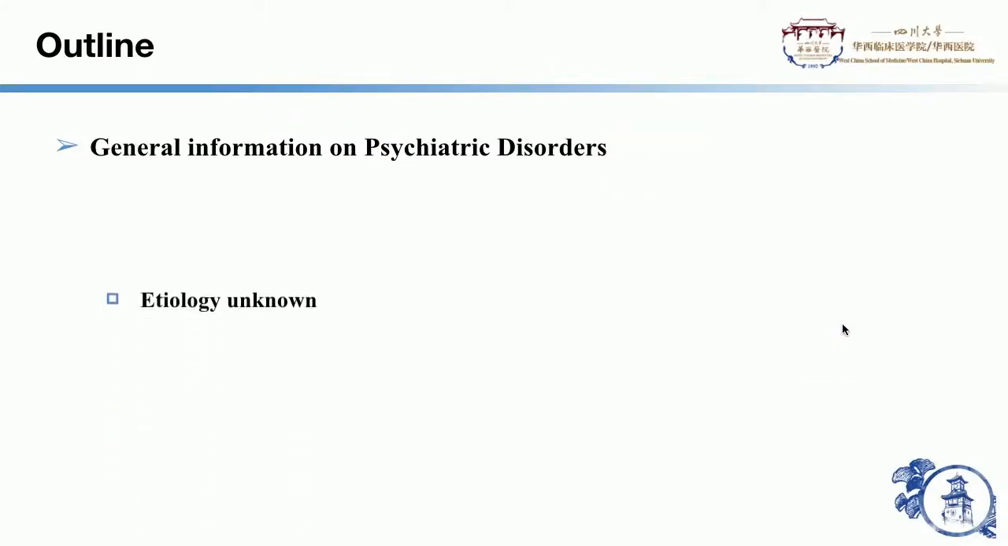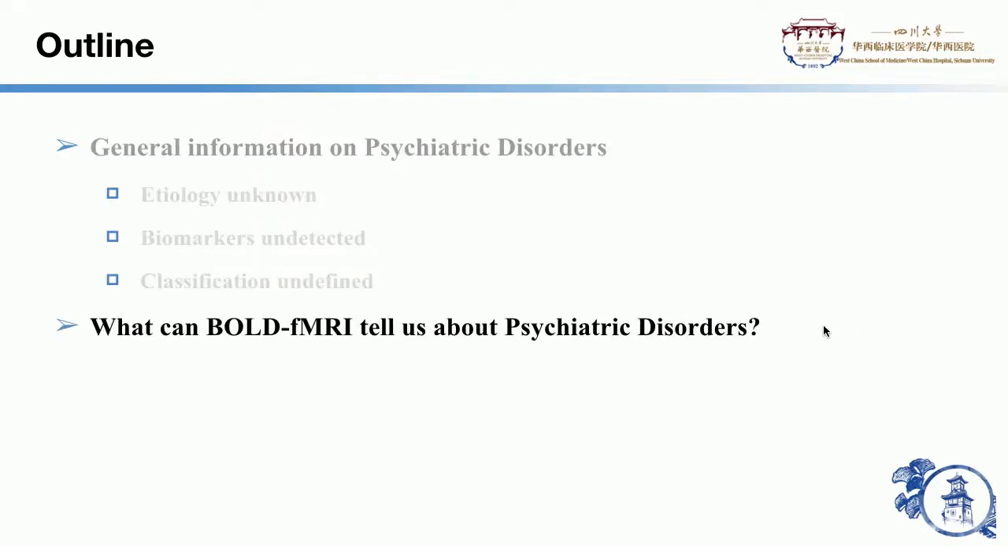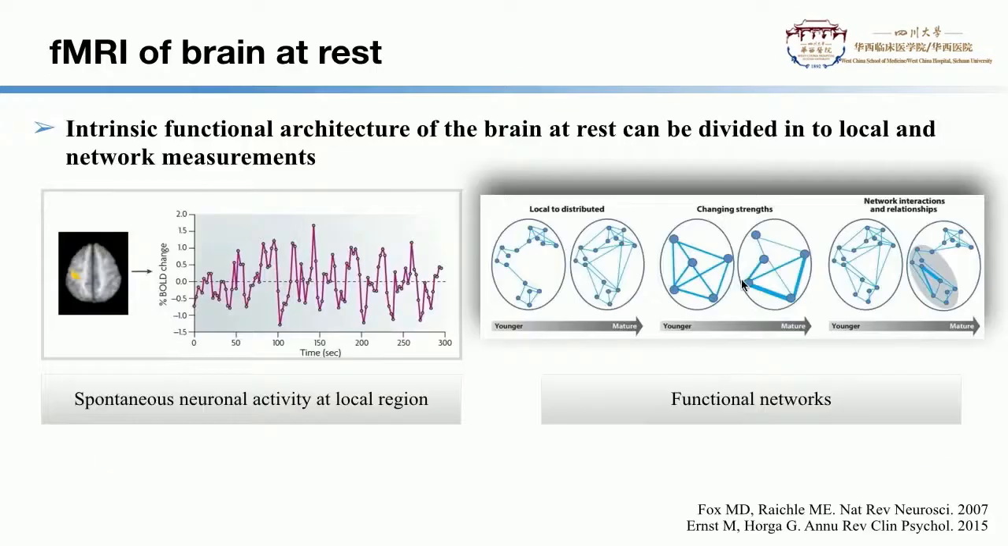So, just like what I said, there are three things not known in psychiatric disorders. First, the etiology is unknown, the biomarkers are undetected, and the diagnosis is unsettled. With these three questions, the later part of my lecture will be organized around how we can use fMRI to understand the mechanism, to do some kind of prediction, and also to do classification and subtyping. So let's start with the mechanism.